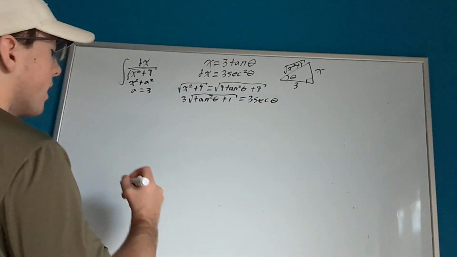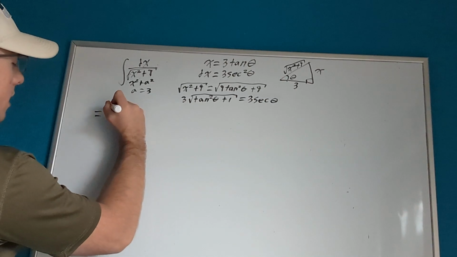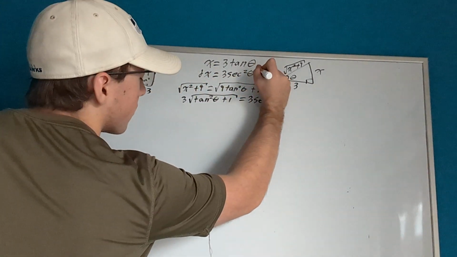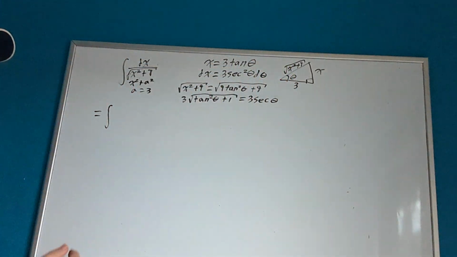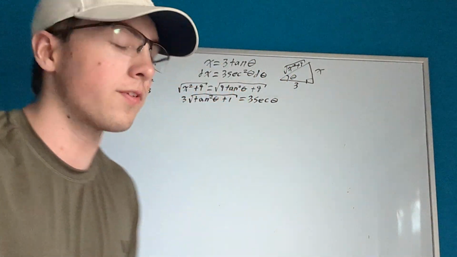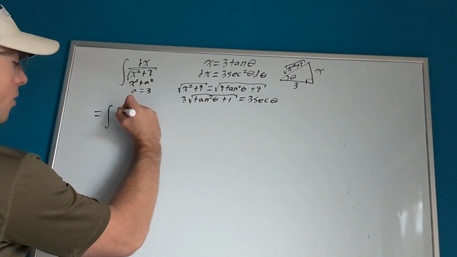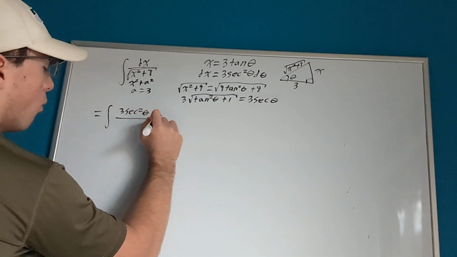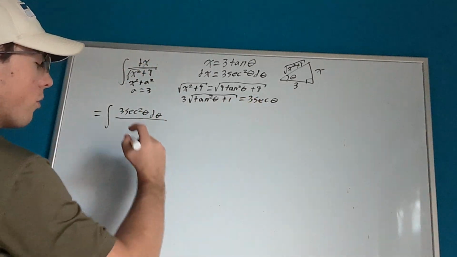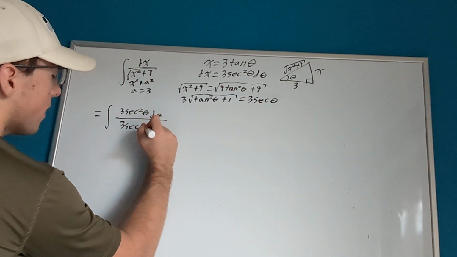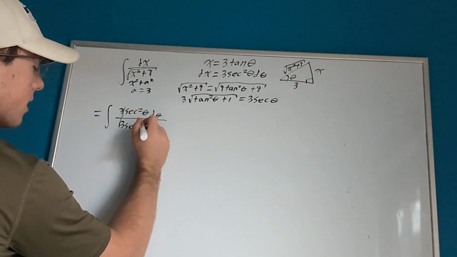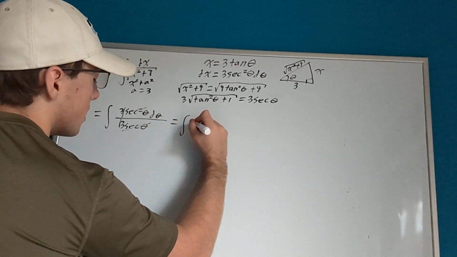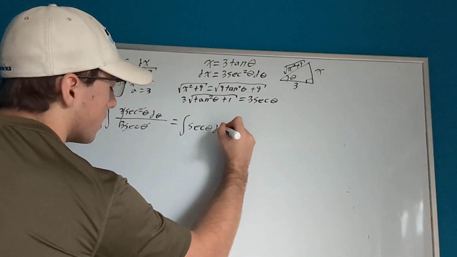Then let's substitute our stuff in. dx, oh, I forgot the little d theta. Don't forget the d theta. That's an easy mistake to make. dx equals 3 times secant squared theta d theta over, well, we know what this equals, we just solved for it, 3 secant theta. Now these 3's can cancel out. We can get rid of the secant, and that won't be squared anymore. So this is now just the integral of secant theta d theta.